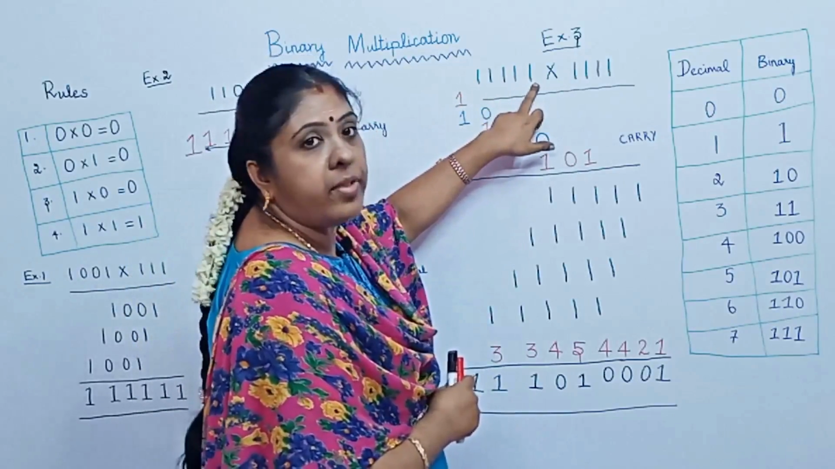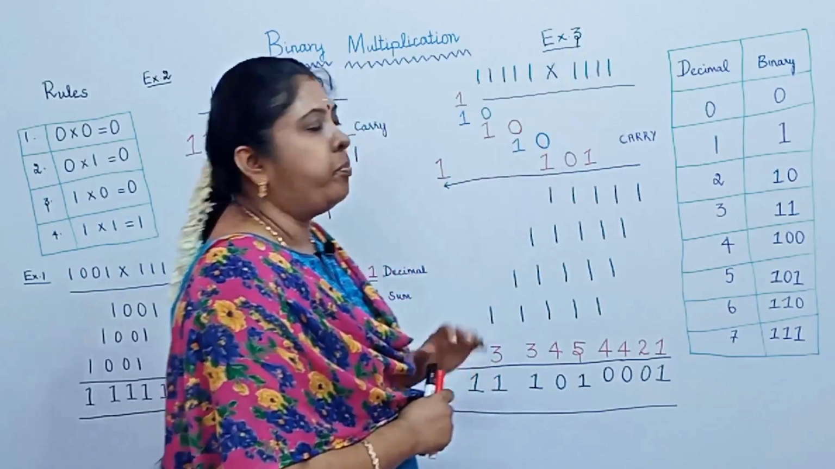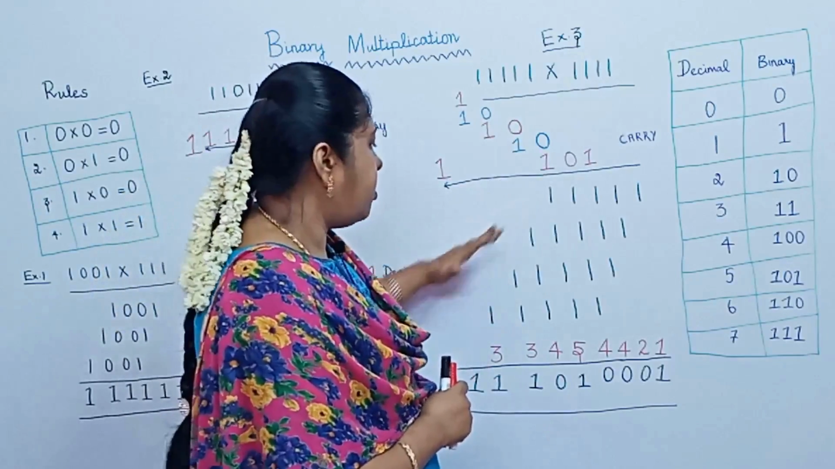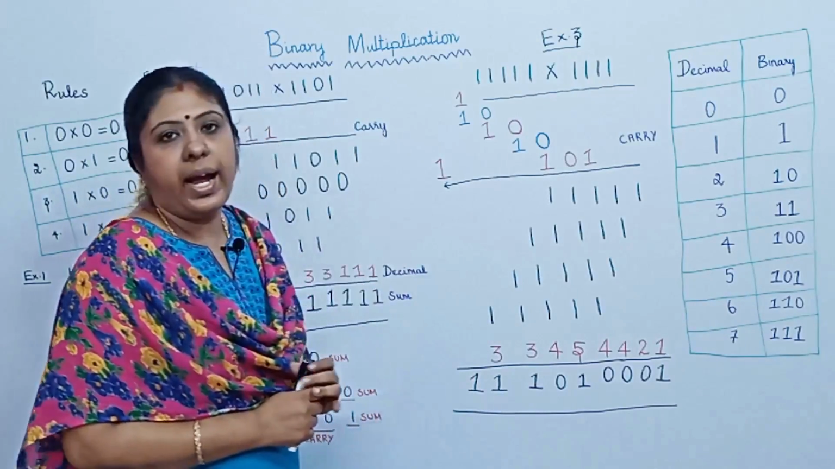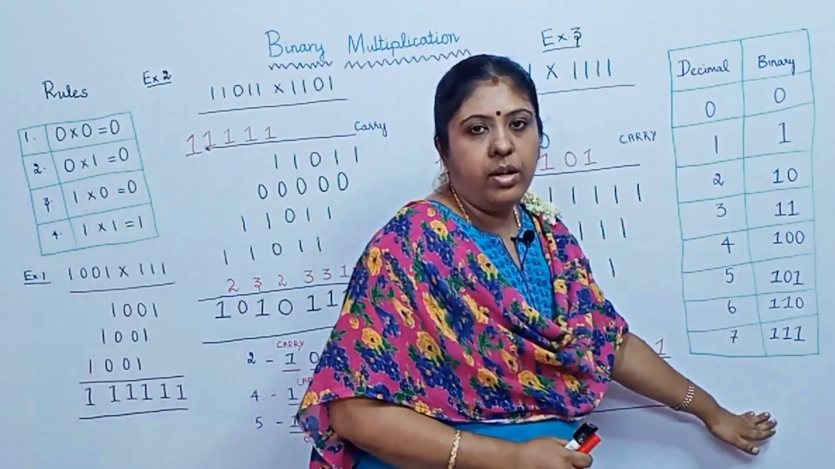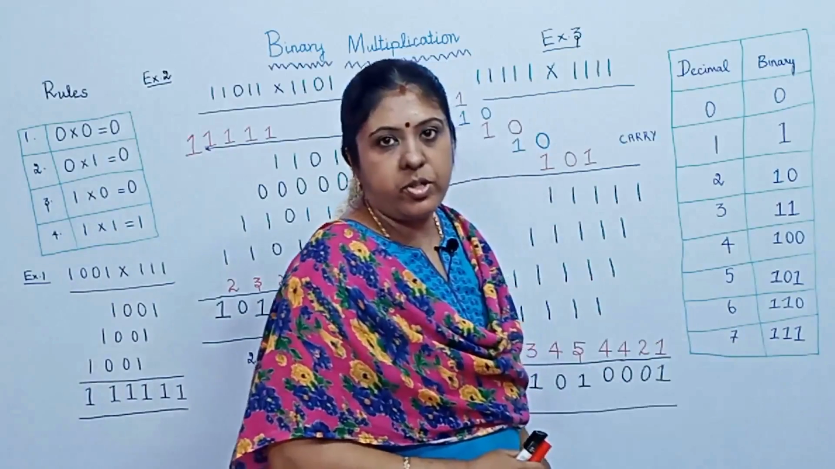1111, 5 ones, is multiplied by 1111, 4 ones. So the numbers are placed here. There is no need of explanation for this multiplication. Now we want to add. Using the decimal to binary table, we want to substitute. The decimal value is found and we want to substitute the value.